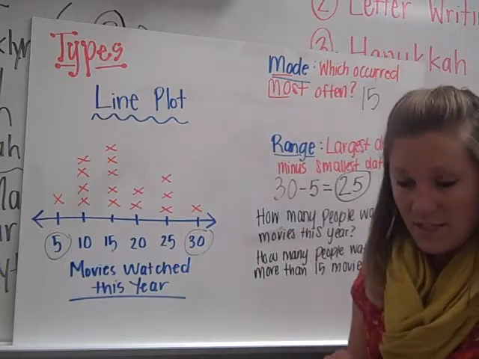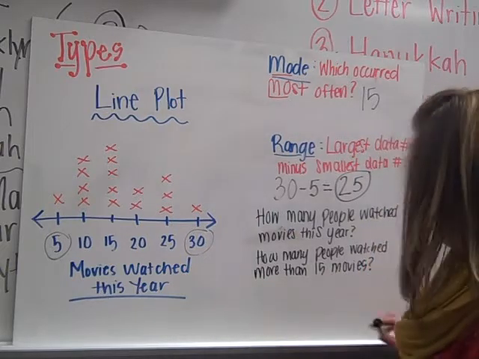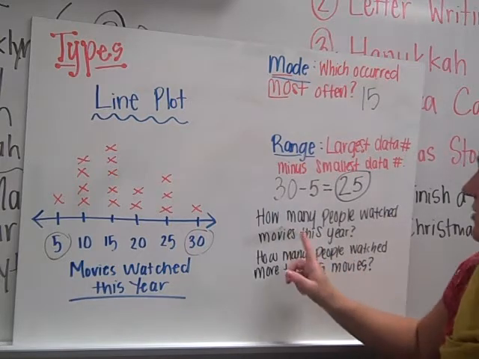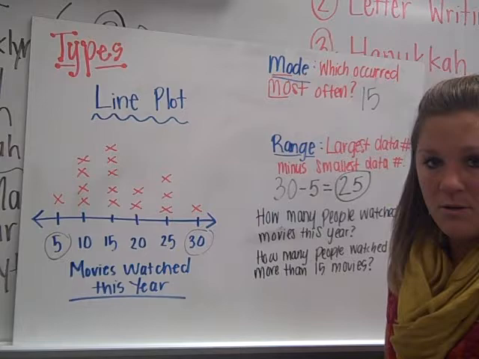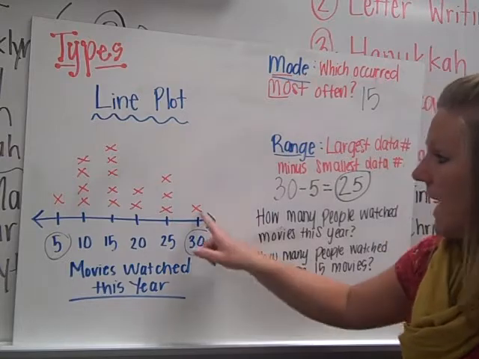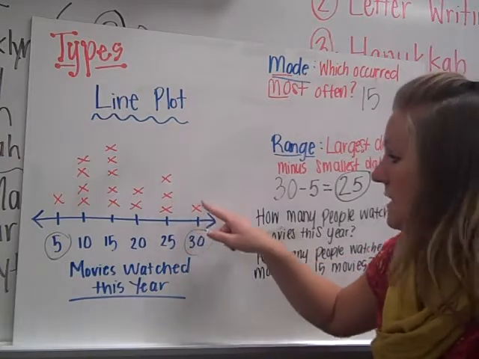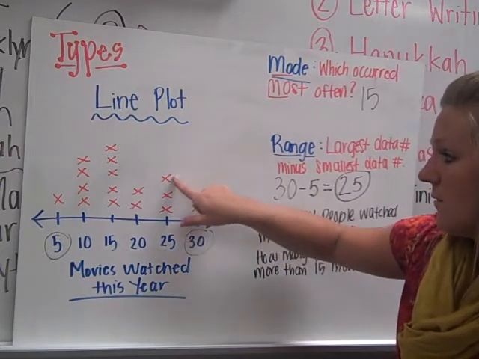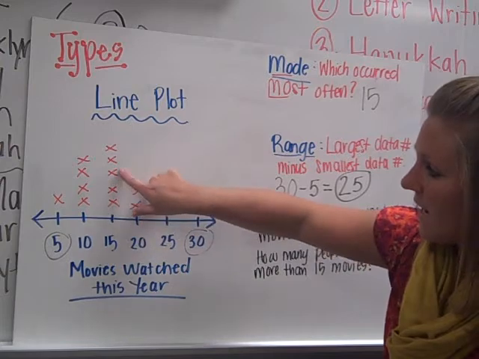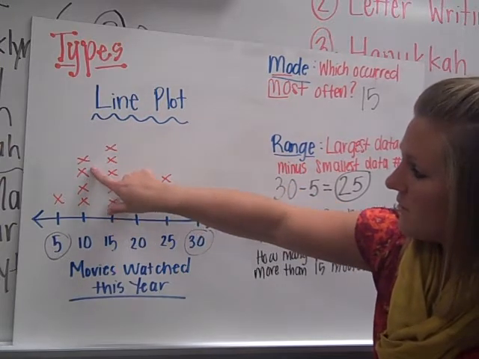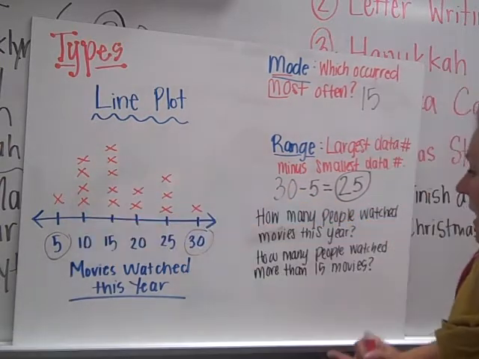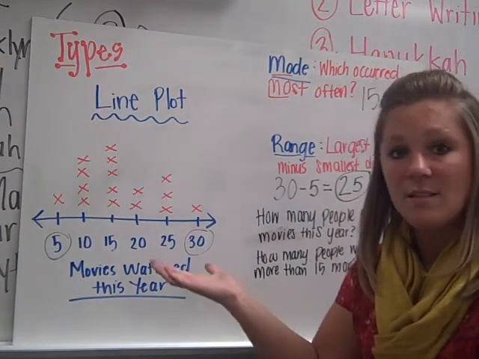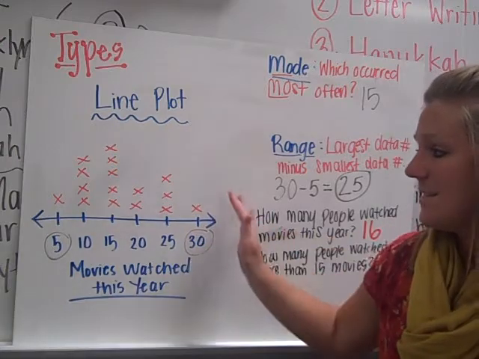Other things that they might ask you with a line plot and any other kinds of graph are questions like this. How many people watched movies this year? Well, what do you suppose I should do? Probably count up all of my X's since I know that this represents people. So if I count up 1, 2, 3, 4, 5, 6, 7, 8, 9, 10, 11, 12, 13, 14, 15, 16. I know that 16 people watched movies, at least in this data, because that means I asked 16 people this question.